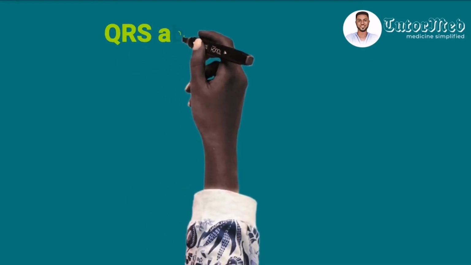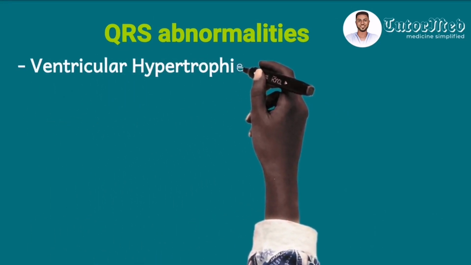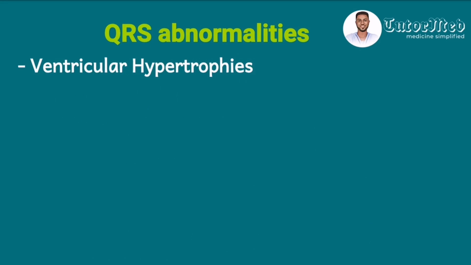Very good, guys, and well done for following the lecture till this point. On this slide, let's look at some of the pathologies the QRS may indicate. So the QRS may tell us about ventricular hypertrophies, left ventricular hypertrophy, right ventricular hypertrophy, and this actually is our next lecture. We'll treat this in our next video.